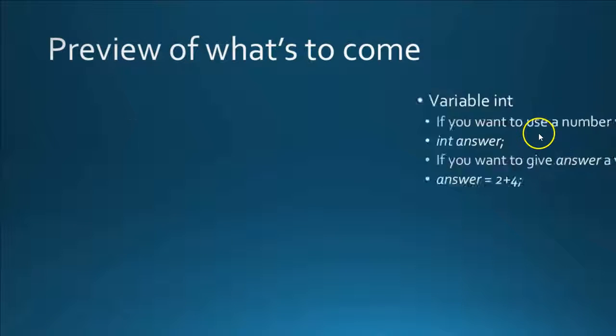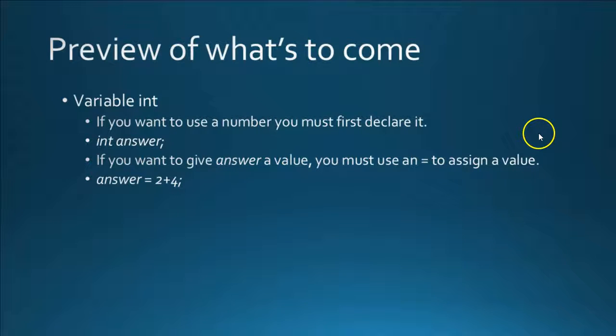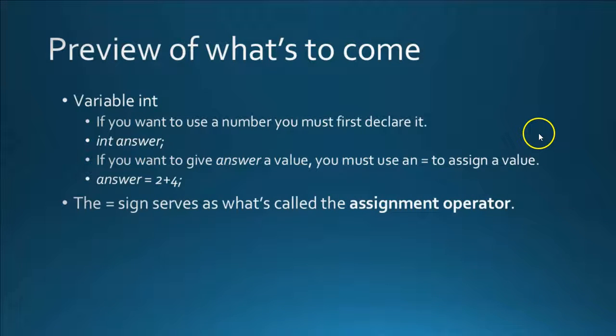All right, quick preview of some things that are to come. A variable. If you want to use a number, you first must declare int answer. To give answer a value, you must use an equal sign to assign the value: answer = 2 + 4. The equal sign is known as an assignment operator.